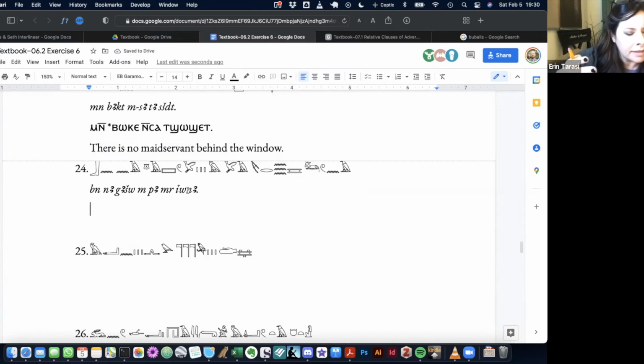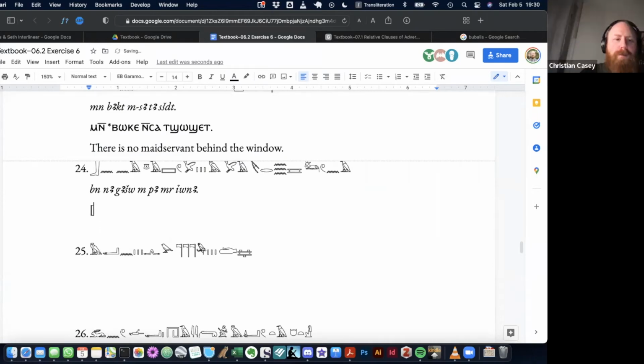It's optional, right? The N at the beginning, the negative N in Coptic. It is optional. Yeah, we don't have to put it.